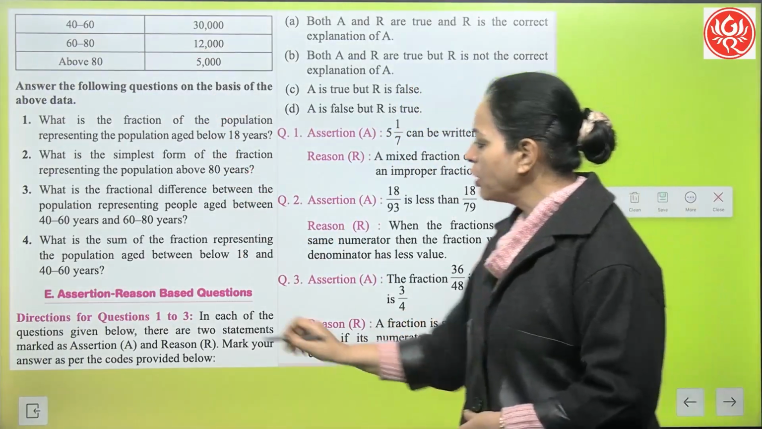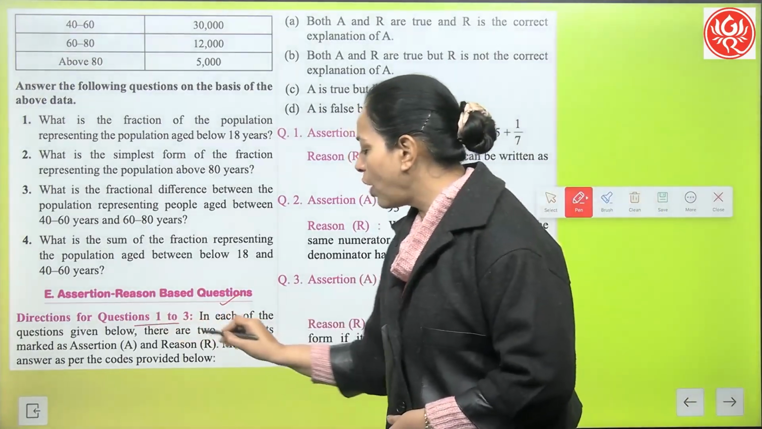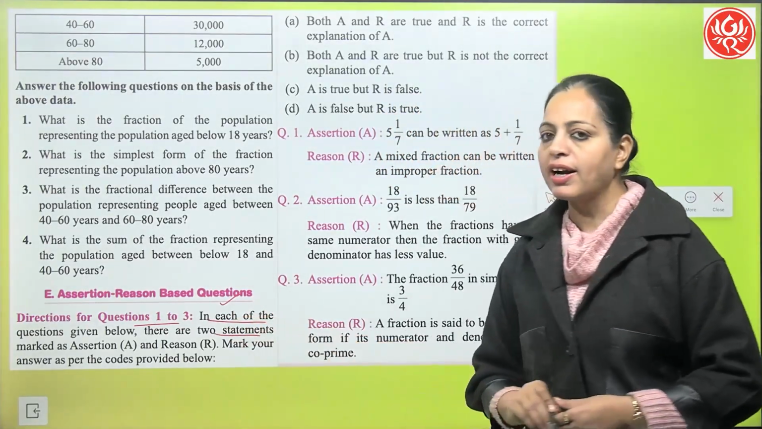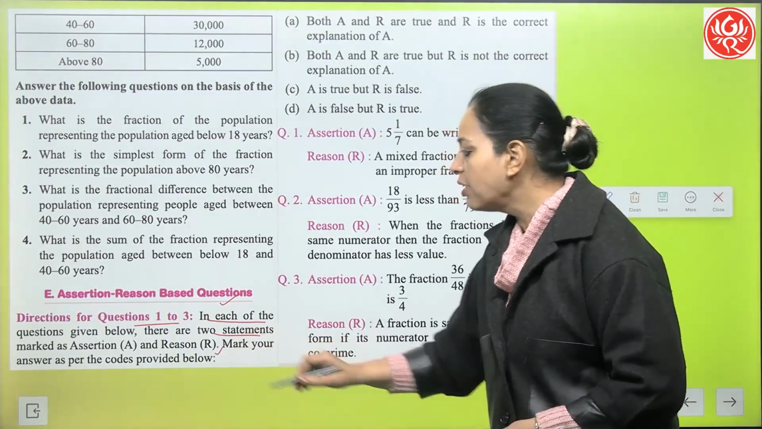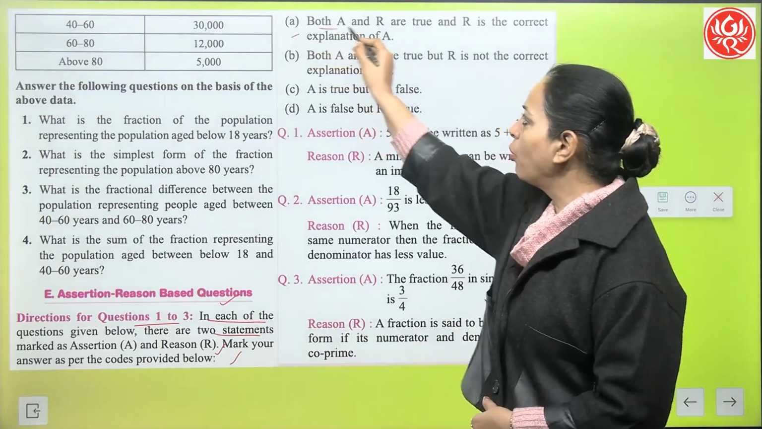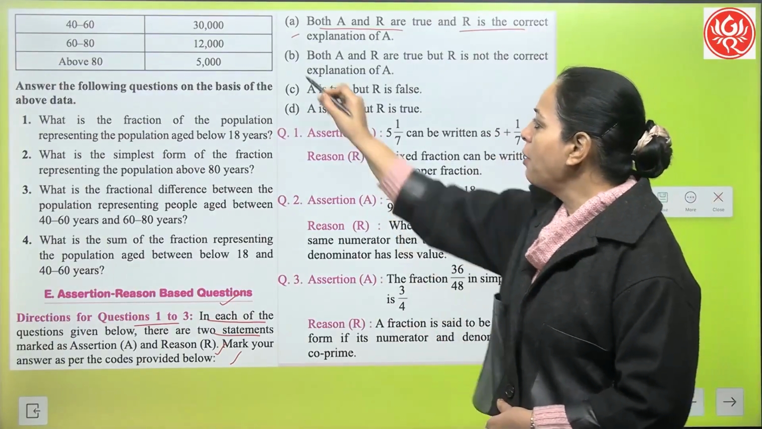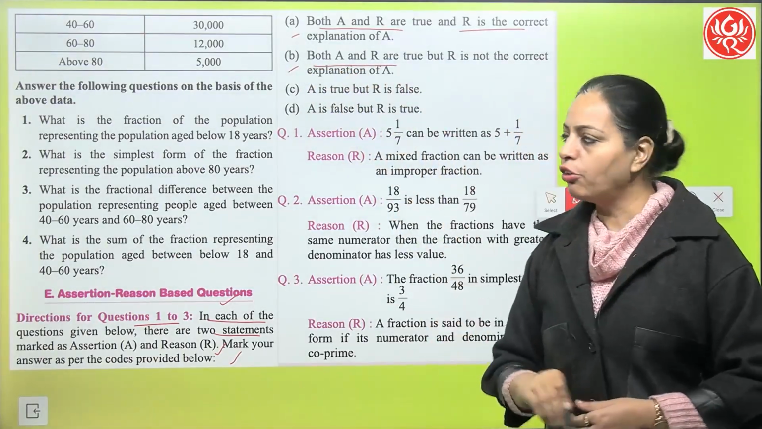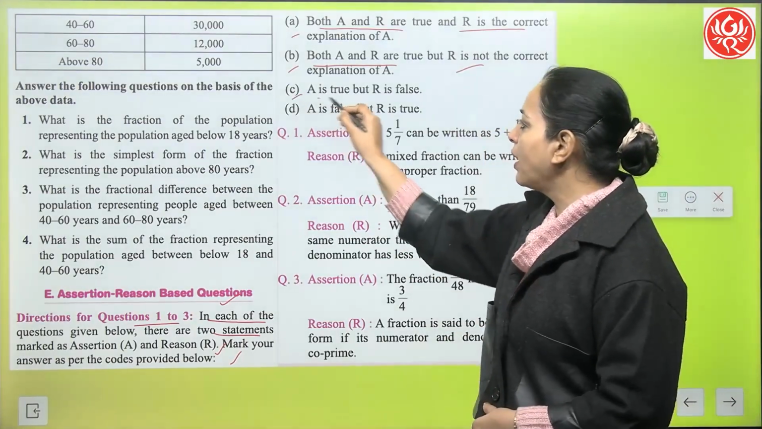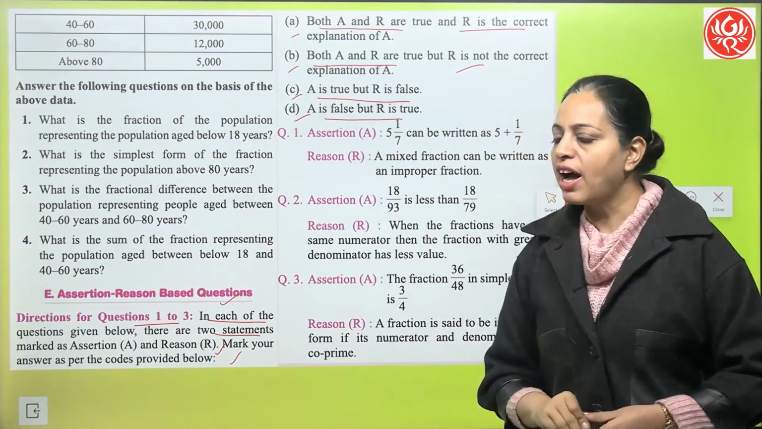Okay, now we are coming to E part, assertion reason based question. Direction for question 1, 2, 3. In each of the questions given below, there are two statements marked as assertion A and reason R. Mark your answer as per the codes provided below. A part, both A and R are true and R is the correct explanation of A. B part, both A and R are true but R is not the correct explanation of A. And C part, A is true but R is false. And D part, A is false but R is true.